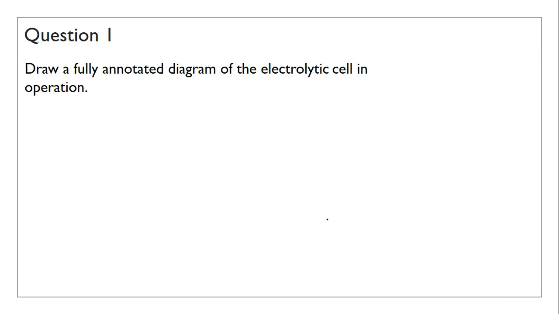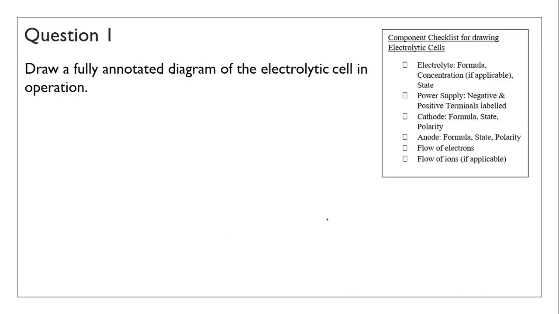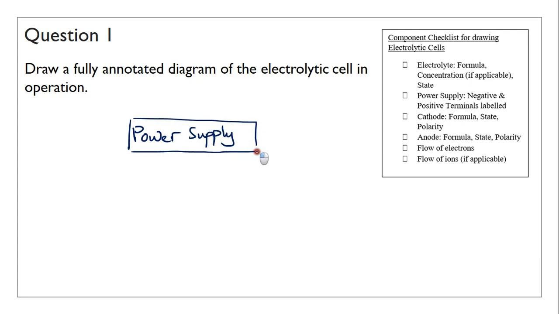And then you need to draw a fully annotated diagram of this cell in operation. So I think I made this checklist a few years ago, which you can use just to make sure that you have annotated everything you have to in an electrolytic cell. But you could also think about what we talked about in the previous video, starting with the 3 essential features of an electrolytic cell. So you need a power supply. That's number 1. Probably can draw a better power supply than me, but I'm gonna stick with this.